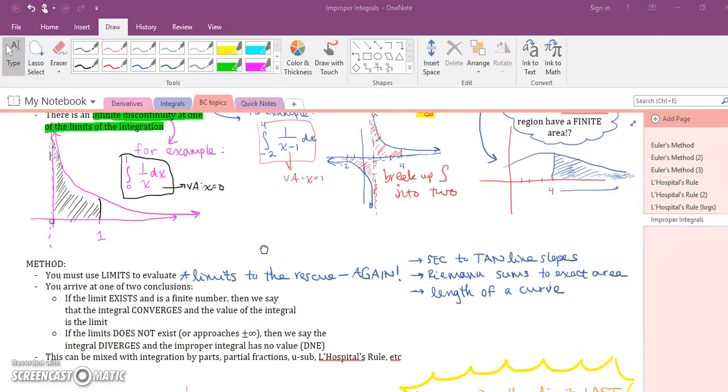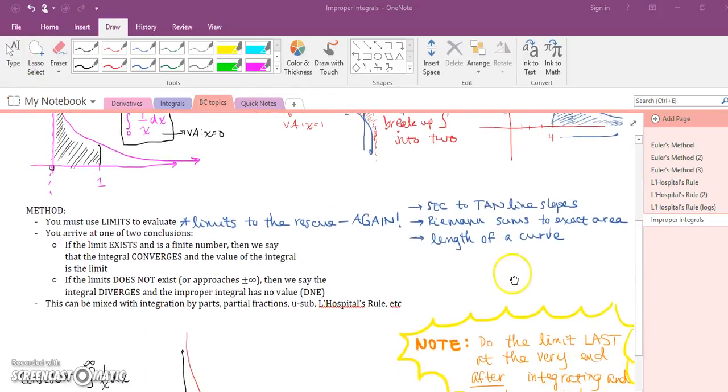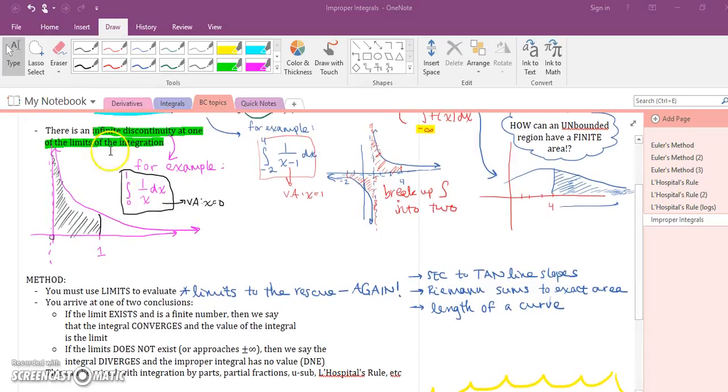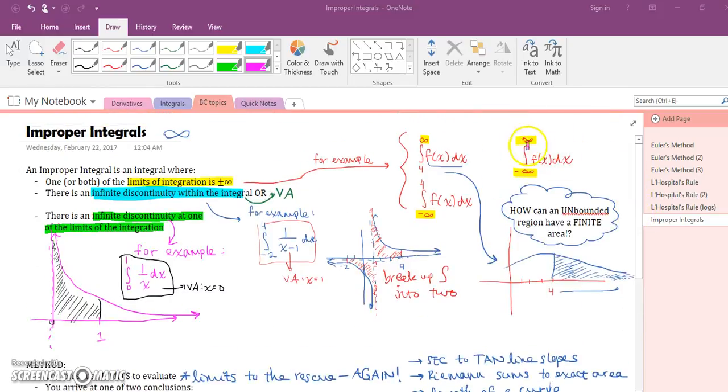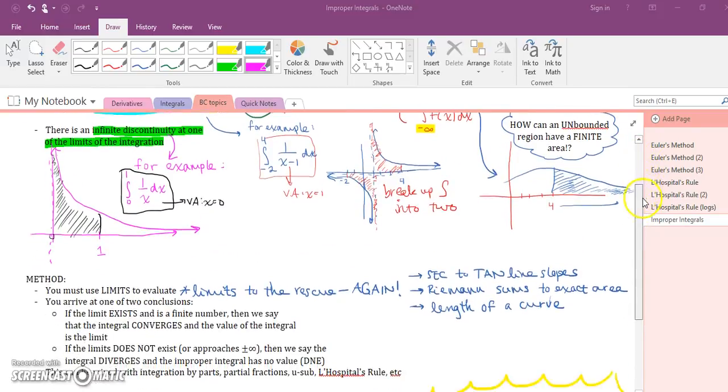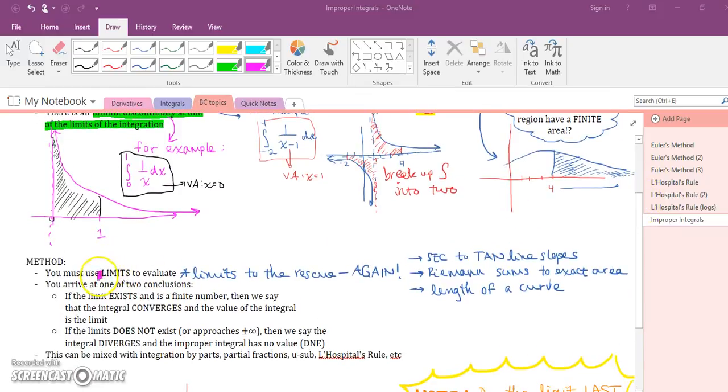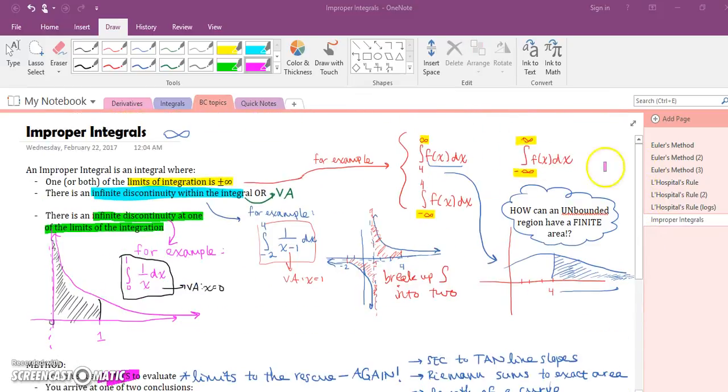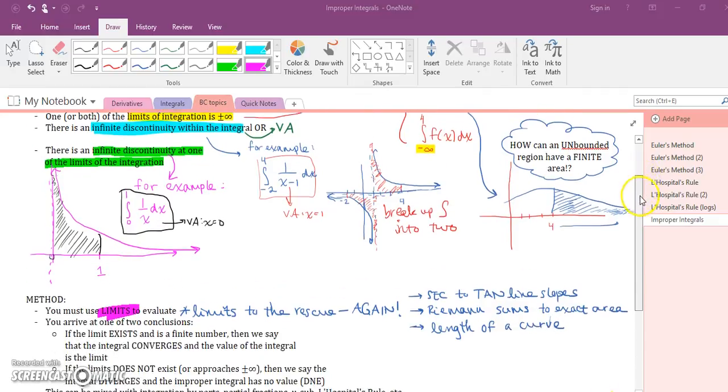Take these notes down here, and then we'll actually get to work with some examples. Method. Once again, limits to the rescue. We can't literally have infinity as one of our limits of integration because infinity is an idea, not an actual number. So what we do is we're going to use limits. We're going to use a different constant here, or a variable really. We'll put a variable up here and then let that variable go to infinity.